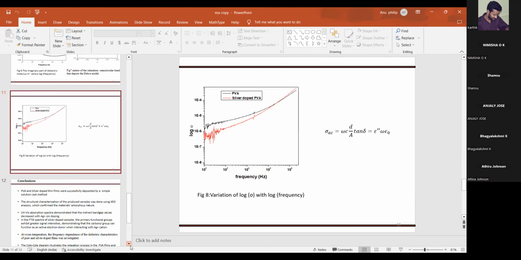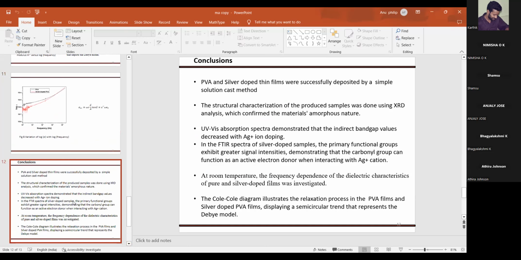The major conclusion of this work is that the PVA and silver doped thin films were successfully deposited by the simple solution cast method. The structural characterization of the produced samples was done using XRD analysis, which confirms the material's amorphous nature. The UV visible absorption spectra demonstrate that the indirect band gap decreases with Ag plus ion doping. In the FTIR spectra of silver doped samples, the primary functional groups exhibit a greater signal intensity, which demonstrates that the carbonyl group can function as an active electron donor when interacting with the Ag plus cation.